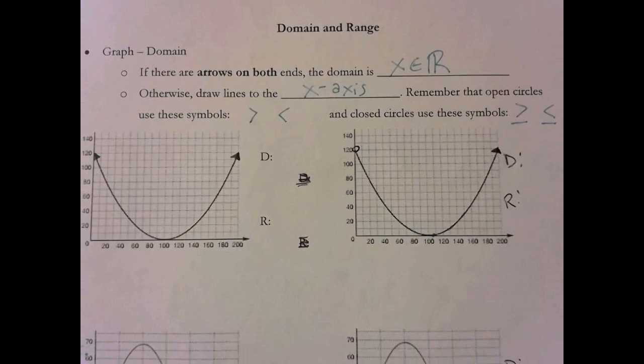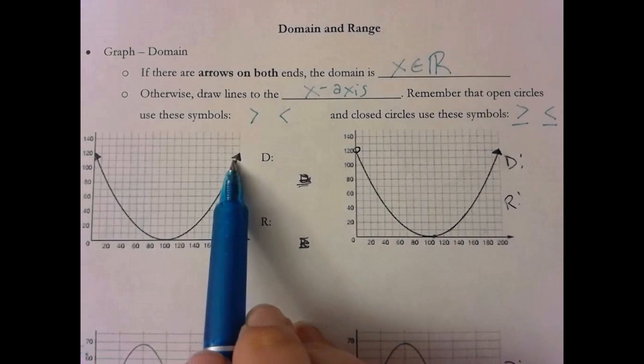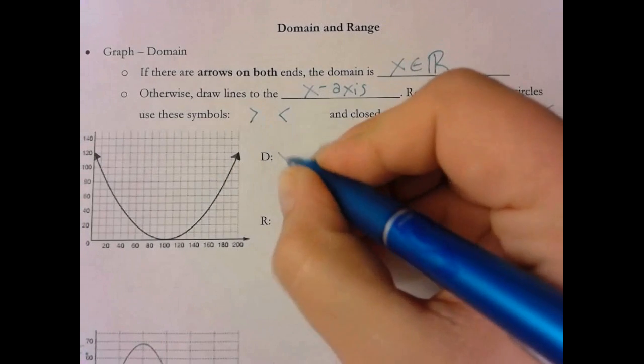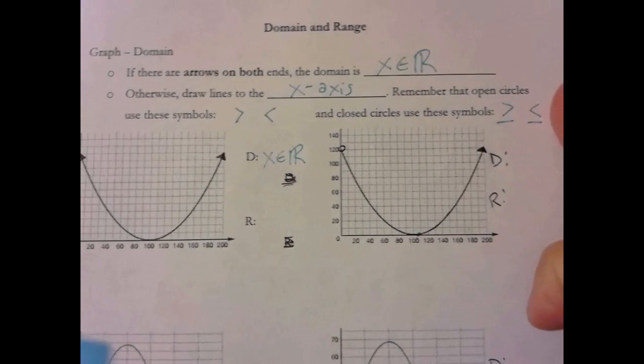Okay, looking at the first example. Going from the left, we notice there's an arrow on the left and an arrow on the right. Well, if there's an arrow on both ends, the domain's easy. x is in the set of all real numbers. Next one's a little more difficult.